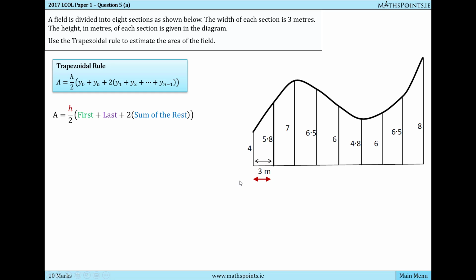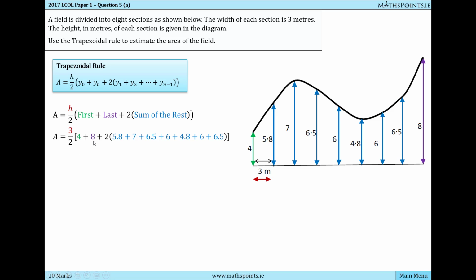h stands for the width of the interval, so in this case that's 3. First is obviously the first height, and in our diagram the first height is 4. Last is obviously the last height, and in our diagram that's 8. And then we're going to multiply 2 times the sum of the rest of the heights. So we're going to add all of the rest of the heights together, and multiply that by 2. So we stick all of those into the formula, and we have 3 over 2.